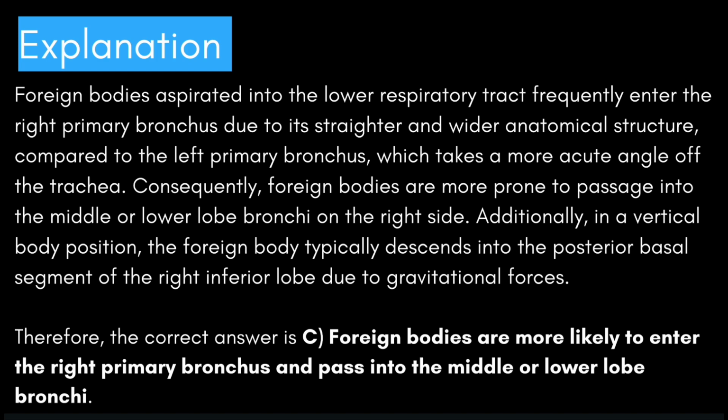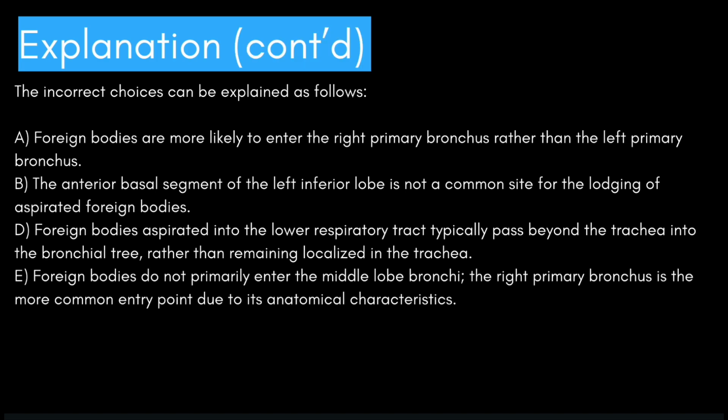Let's go ahead and see why the other answer choices are incorrect. Foreign bodies are more likely to enter the right primary bronchus rather than the left primary bronchus. The anterior basal segment of the left inferior lobe is not a common site for the lodging of aspirated foreign bodies. Foreign bodies aspirated into the lower respiratory tract typically pass beyond the trachea into the bronchial tree rather than remaining localized in the trachea. Foreign bodies do not primarily enter the middle lobe bronchi. The right primary bronchus is the more common entry point due to its anatomical characteristics.